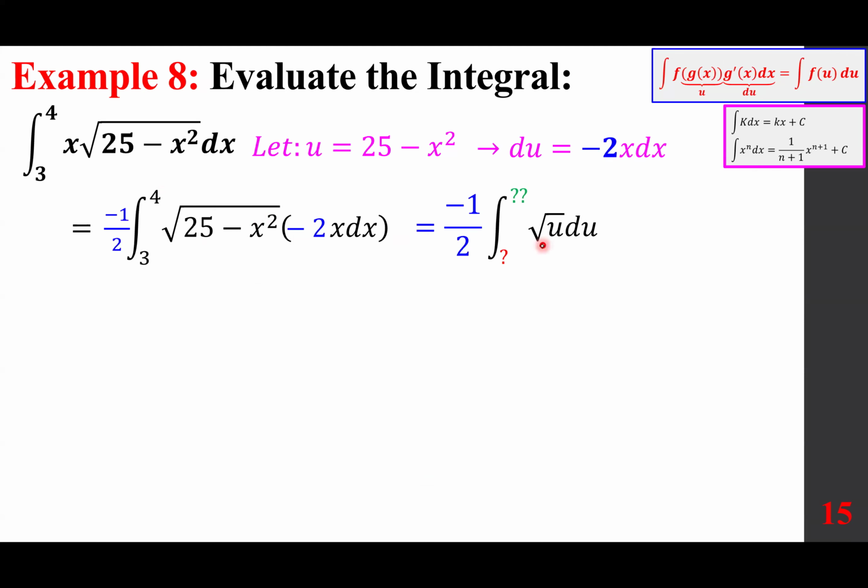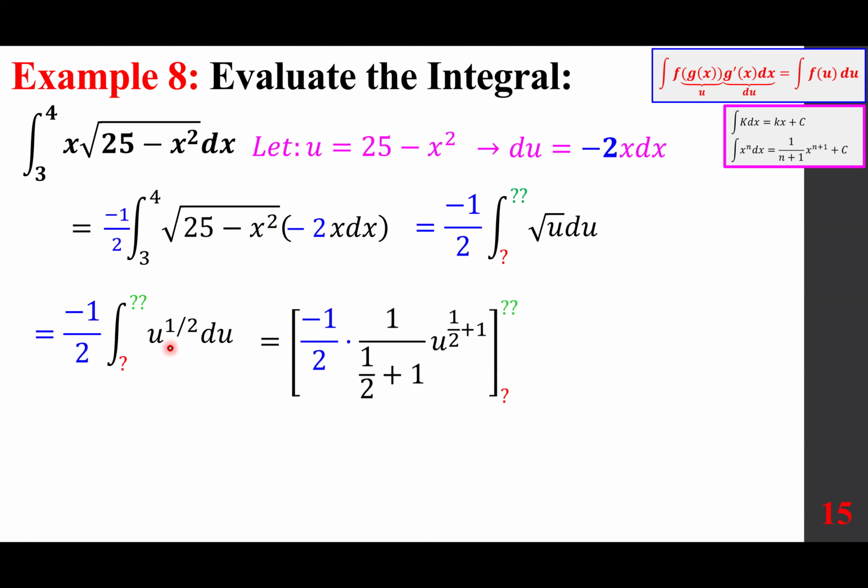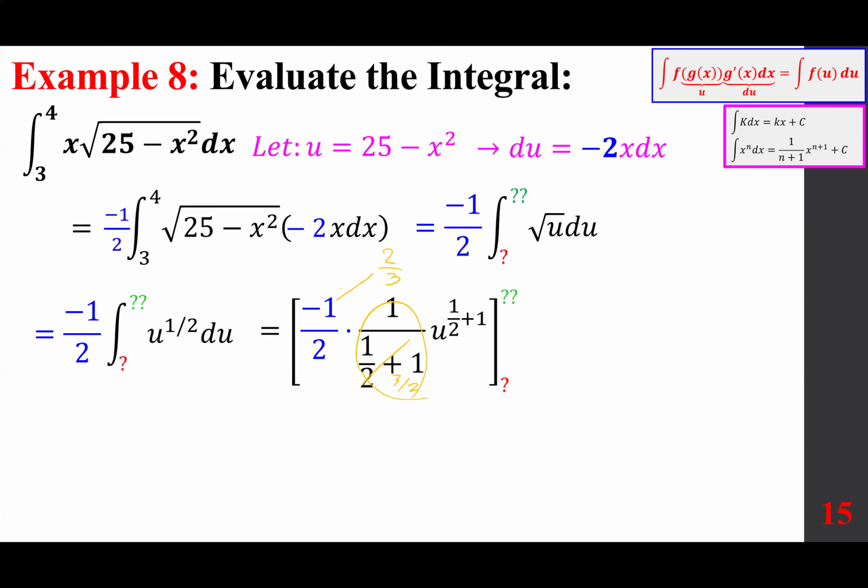So this is u to the power of 1/2, and we write it in this fashion so we can use the power rule. We have done this before. This doesn't change. Remember, this becomes 1 over (1/2 plus 1), u to the power of 1/2 plus 1. And as you recall, this is 3/2. This is the reciprocal of that, 2/3. Multiply by -1/2, you get -1/3.